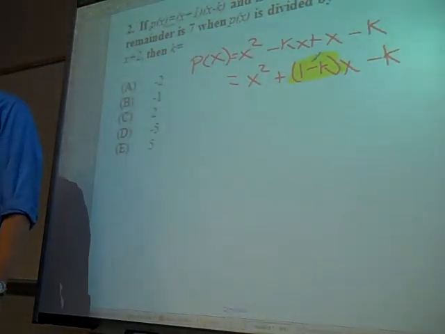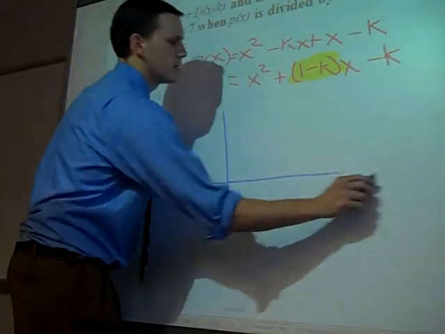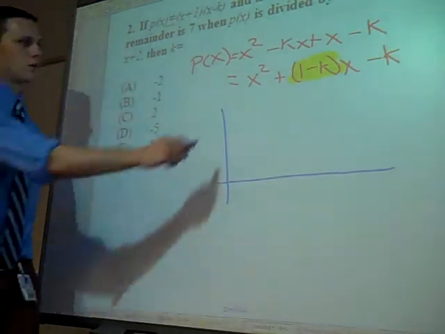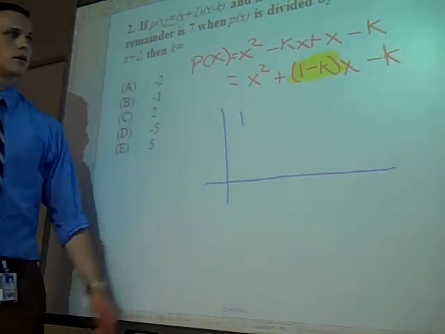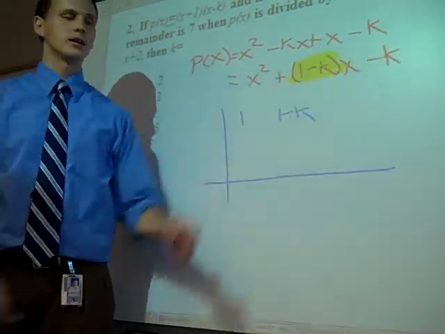Anyone remember synthetic division? Maybe, kinda. Yeah, it's been a while. Here's the deal with synthetic division. We take each coefficient and write them in the column. So the coefficient on x squared is 1. The coefficient for x is 1 minus k. The coefficient for the constant is negative k.